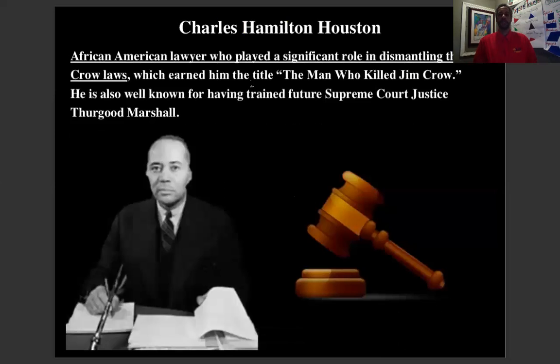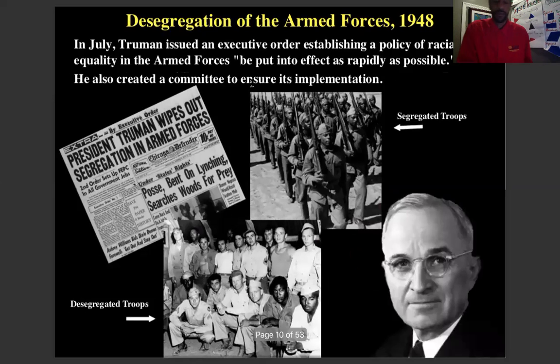Charles Hamilton Houston is a very prominent African-American lawyer who was Dean of Howard Law School, first special counsel of the NAACP, and earned the nickname the man who killed Jim Crow. He's known for having trained future Supreme Court Justice Thurgood Marshall.